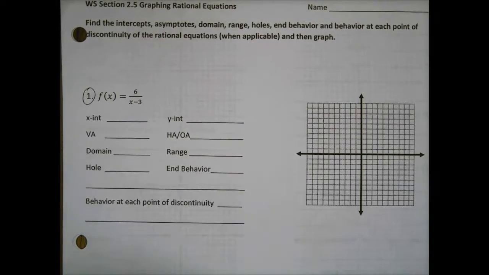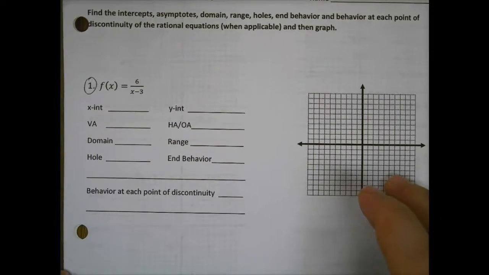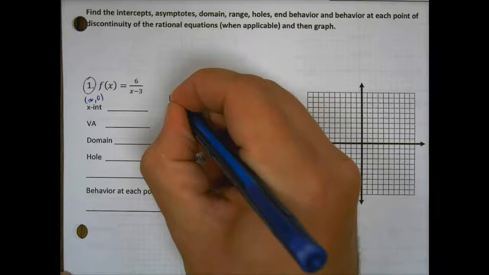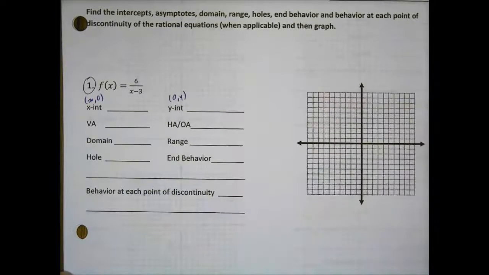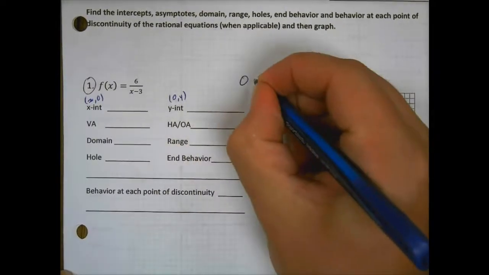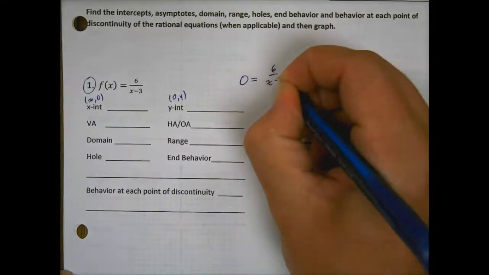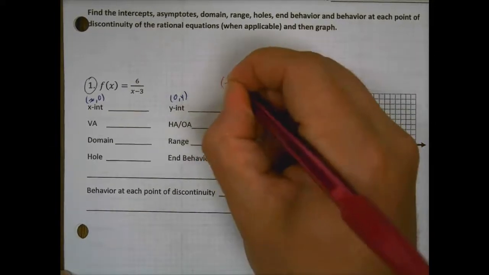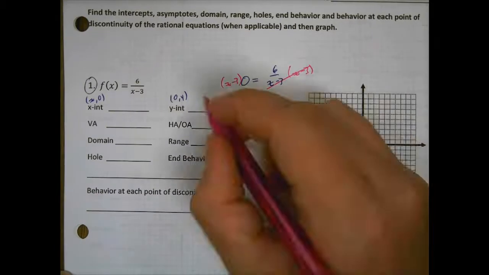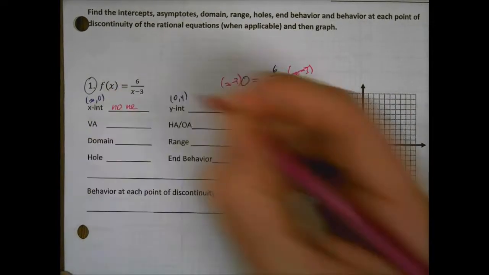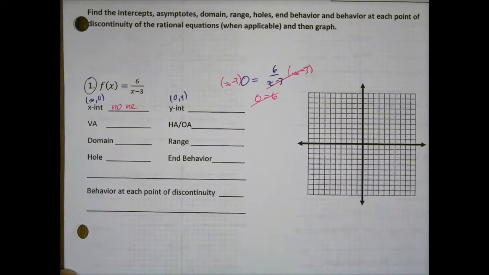X-intercept and y-intercept are still going to be the same as you've always done. The x-intercept is when we have some x value and y is 0. The y-intercept is when we have 0 for x and some y value. For the x-intercept, you can make y equal to 0: 0 equals 6 over x minus 3. To solve that equation, you multiply by x minus 3 on both sides. X minus 3 times 0 is 0, so you have 0 equals 6. We get a not true statement. If you get something that's not true, that just means there is no solution, which tells us in this case there is no x-intercept, so there are none.